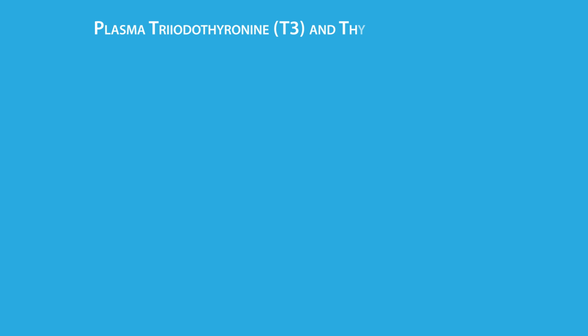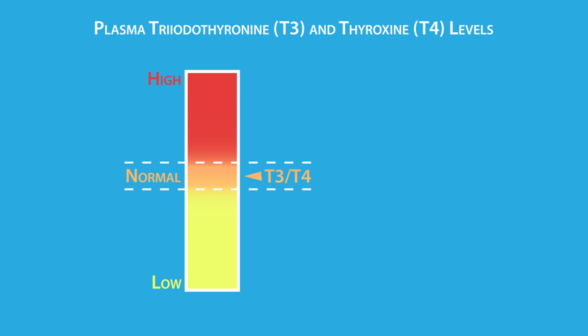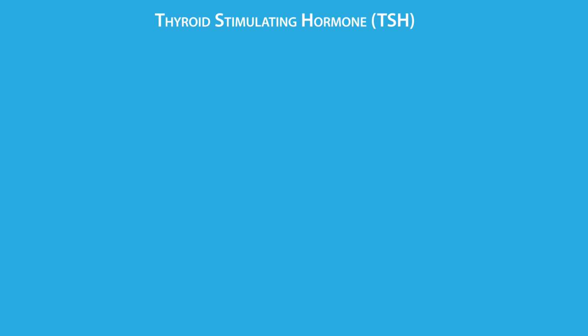Plasma levels of the thyroid hormones triiodothyronine and thyroxine are maintained within a narrow range. Too much can lead to hyperthyroidism, and too little can lead to hypothyroidism. So, how are plasma levels of T3 and T4 kept within a narrow range? Plasma levels of T3 and T4 are maintained by the thyroid-stimulating hormone, or TSH.